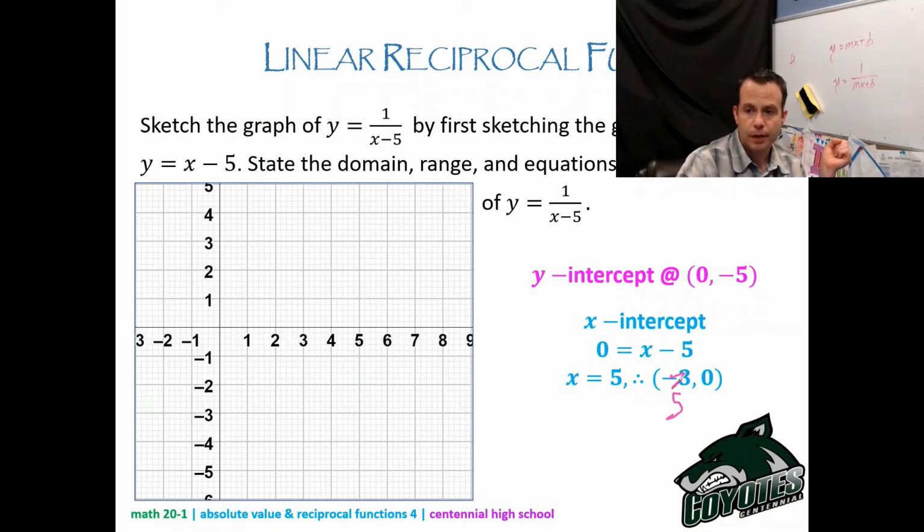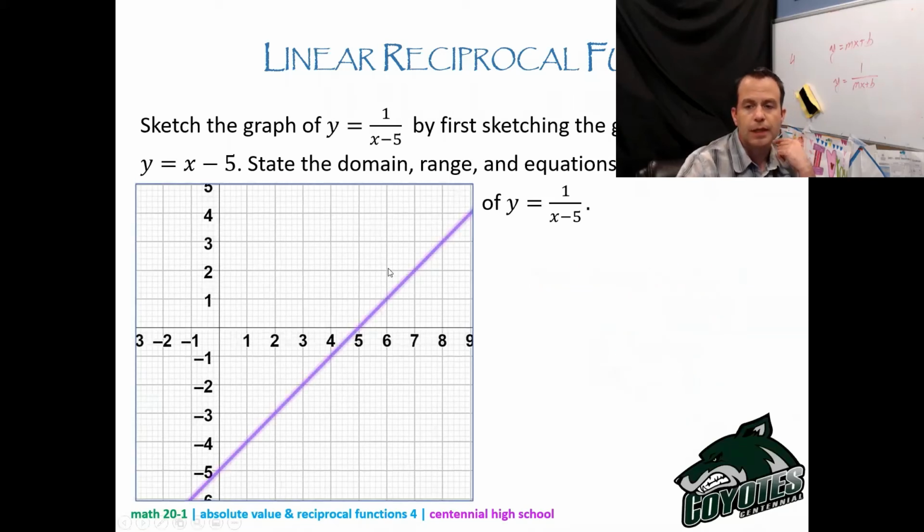Okay, I copied and pasted it from my previous example. So I know I've got -5 here. I've got 5 here. That's enough for me to draw in my line. And so that should look like this. Now I'm going to have that same conversation I just had with you about how to draw these things.